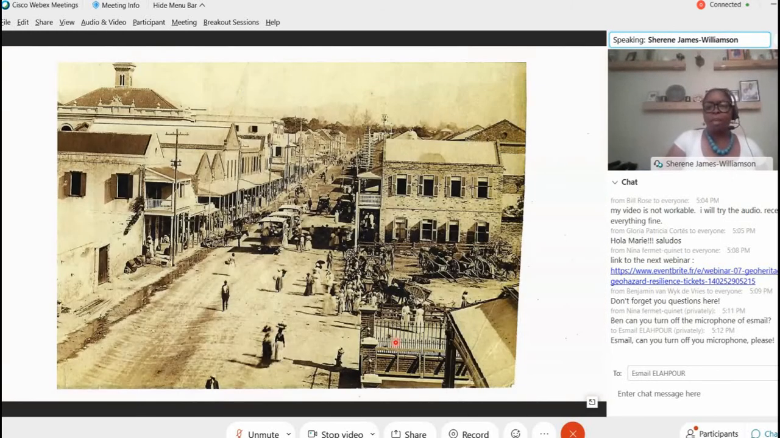So this is a view of Kingston. This is King Street heading towards the north. And this is around 1897 to 1902, kind of. I got this image from a colleague. His grandfather would have been in this vicinity at this time. But we couldn't pinpoint exactly when, because he made more than one trip.